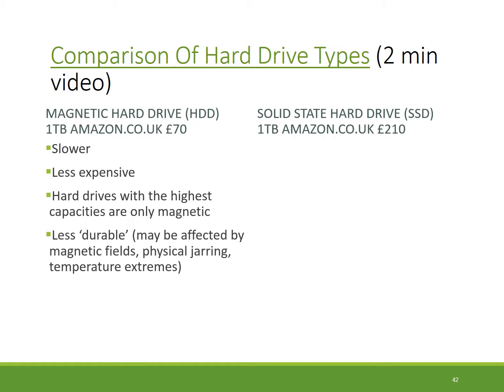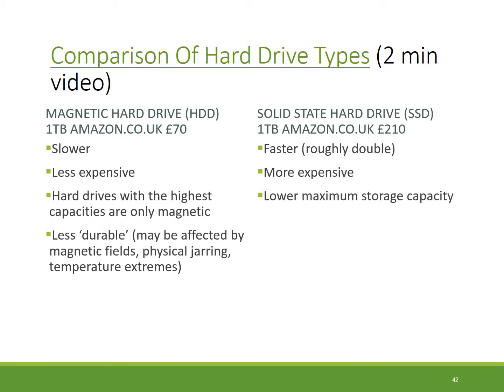Solid state hard drives, 1 terabyte in the same shop, amazon.co.uk, is €210. So you can see dramatically more expensive. They're faster, roughly double the speed of the magnetic hard drives, but more expensive, and as we've mentioned, have a lower maximum storage capacity. You can go higher on the magnetic side than 1 terabyte, but on the solid state it's harder to go to the very high capacities. They're generally thought to be more durable, but they're still in their early stages, so I'm not 100% sure that in 2017 that's necessarily true.